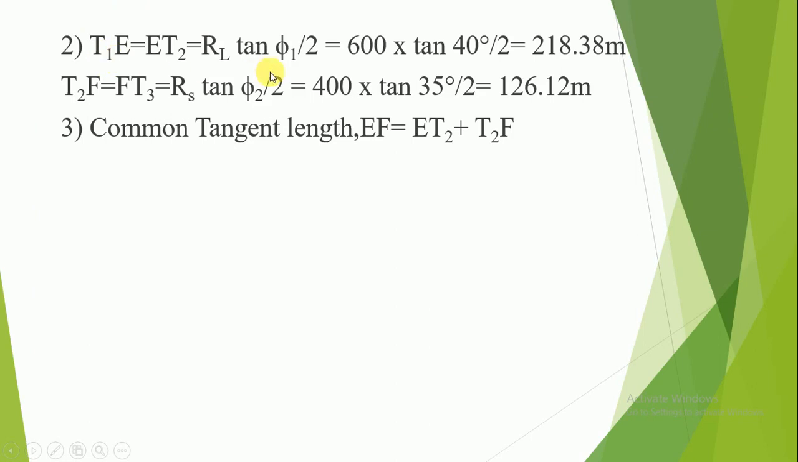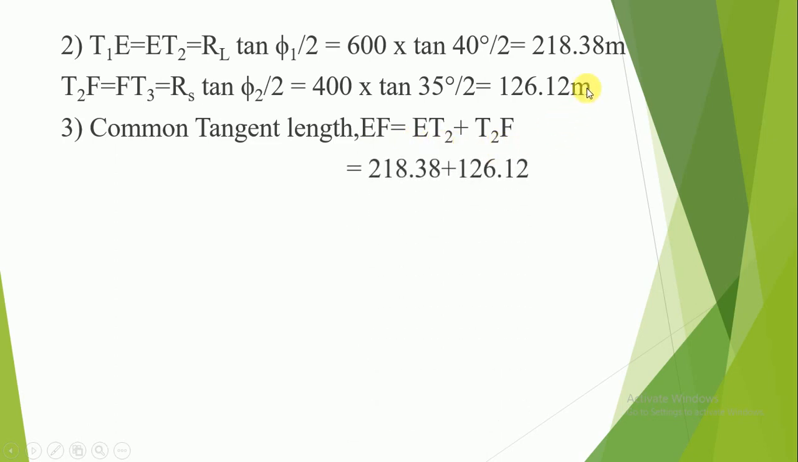So we have found out, by making use of the formula R tan phi by 2, the tangent length of the longer curve. The radius of the longer curve we have taken here as 600 meters, which is given in the problem, and a 40-degree angle. Correspondingly, the tangent length of the shorter curve we have also calculated using the formula R tan phi by 2. As I told you, the common tangent EF is the summation of ET2 plus T2F.